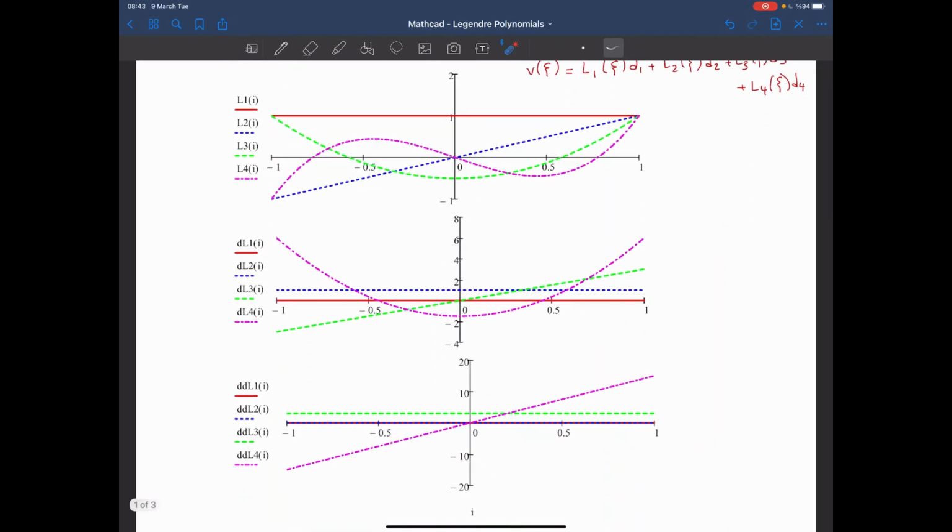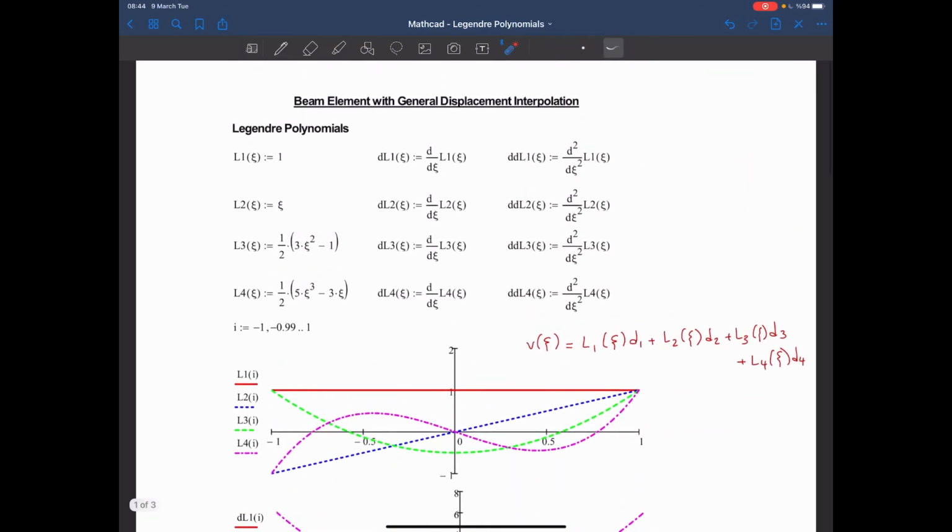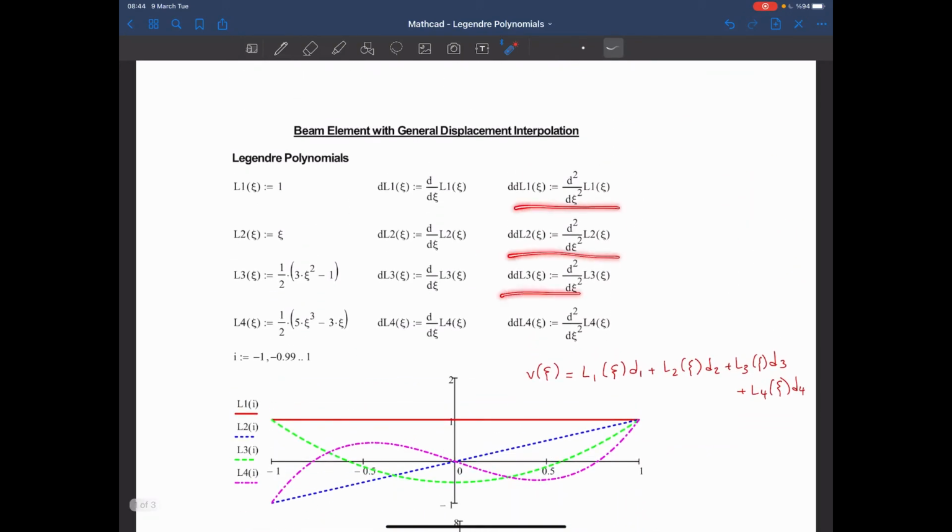You see these are the first derivatives, and these are the second derivatives of the deformation modes. When you look at the second derivative of L1 and L2, you see they're all equal to 0, which means that the rigid body translation and rotation do not cause any curvature in this member. With the symmetric bending, we have a constant curvature, and with the anti-symmetric bending mode, a linear curvature. So what I did here is I took the second derivatives and plotted them.